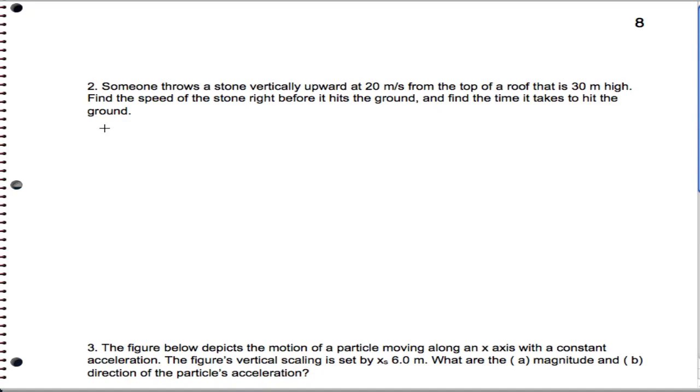Alright, so let's go ahead and continue what we're doing with our video solutions for the retake of exam 2. We're going to throw a stone vertically upward at 20 meters per second from the top of a roof that's 30 meters high. We're going to find the speed of the stone before it hits the ground and the time it takes to hit the ground. So this is interesting. We start here, throw the stone up, and then it lands.